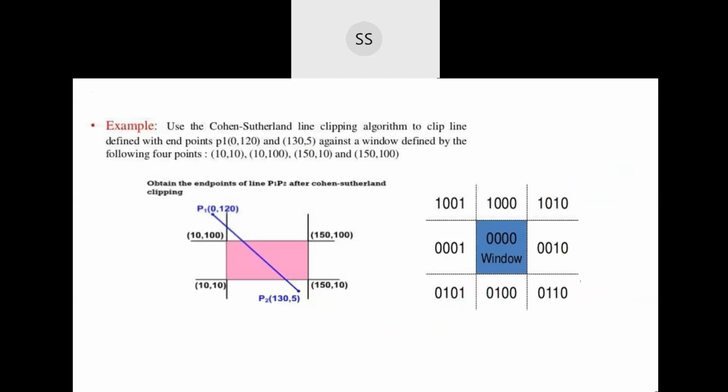Then you will get a better idea. I'm going to take a small example. In this, the question is given using the Cohen-Sutherland line clipping algorithm. We are going to study two algorithms, so they have specifically mentioned which algorithm to use. They say you have to clip the line defined with the endpoints P1 with value 0,120 and the other endpoint P2 with value 130,5.